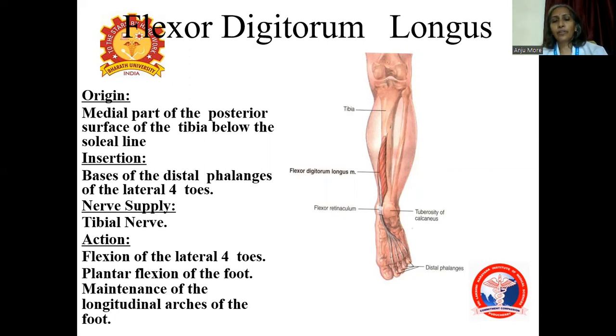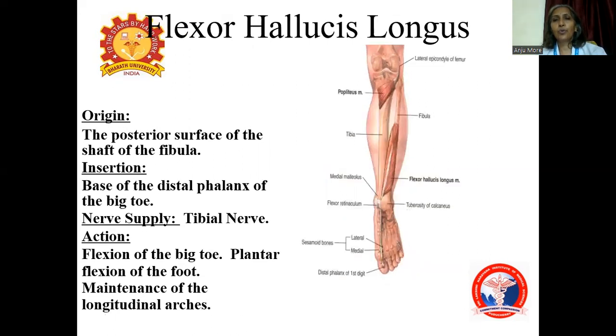So along with flexion, it is also maintaining the arch of foot which helps to protect the nerves and blood vessels in the sole as well as gives us the thrust and accommodation over uneven surface.